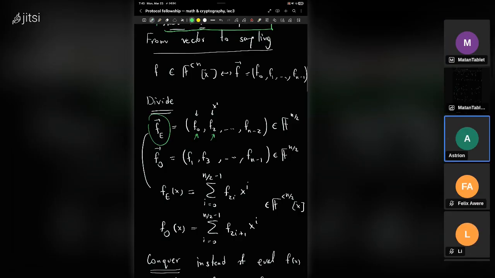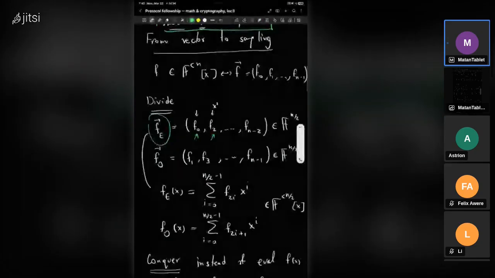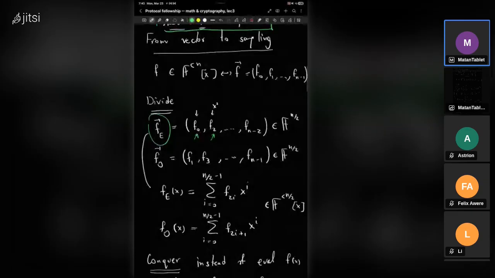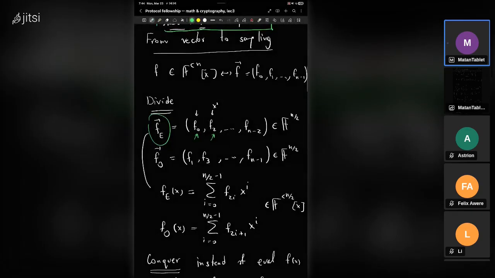Yeah, so the even and odd, as in even odd indices, right? Not just even odd values. Exactly. The even and odd is referring to the indices in the vector representation. This is why I want to distinguish between the polynomial and the vector. Got it. Thank you.